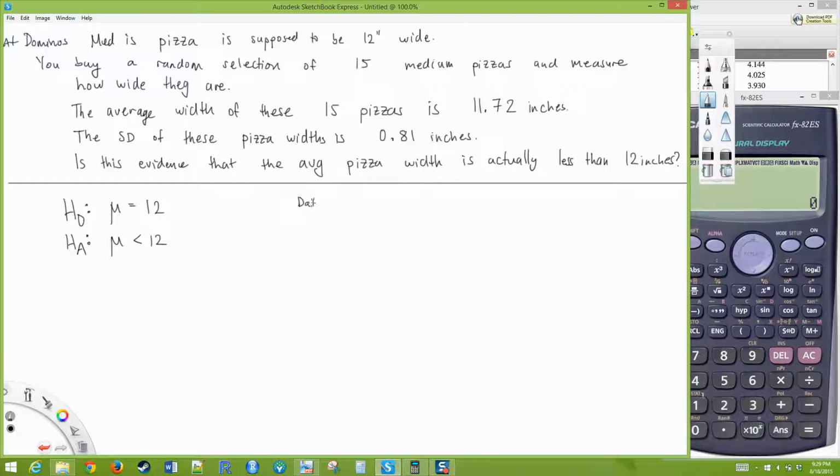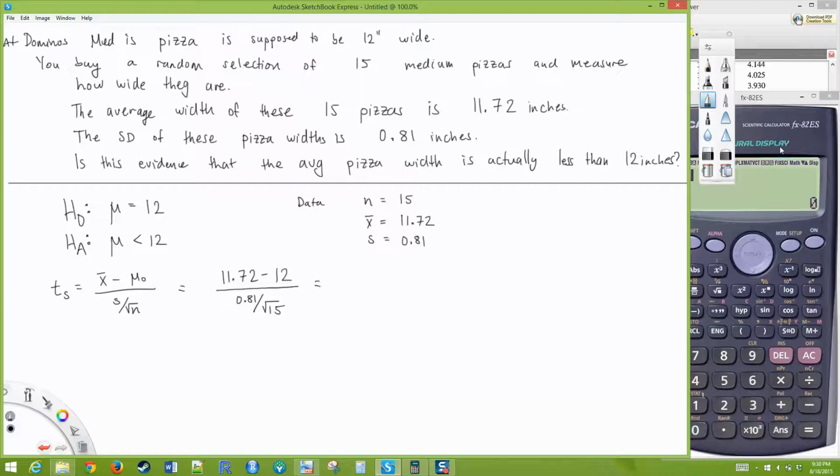All right, what is our data? Our data has n, x bar, and s. How many pizzas did I look at? 15, so n is 15. The average I measured was 11.72, and the standard deviation was 0.81. So we're going to calculate my test statistic, which is x bar minus mu 0 divided by s over the square root of n. So I have 11.72 minus 12, the value that shows up in my null hypothesis, divided by 0.81 over the square root of 15.